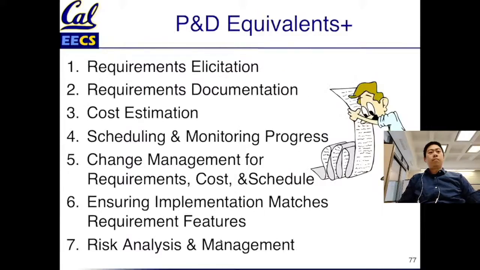So these are all the steps. If you get to be the program manager, you're going to do requirements elicitation, requirements documentation, the cost estimate. You're going to be doing the scheduling and monitoring the progress of the project. You're going to do change management, kind of like version control, for your schedule, the cost, and the requirements document.